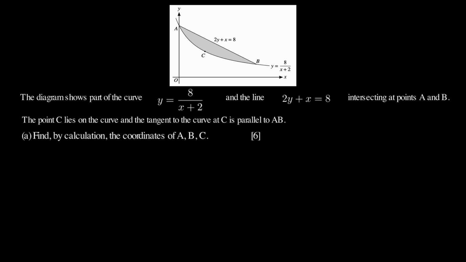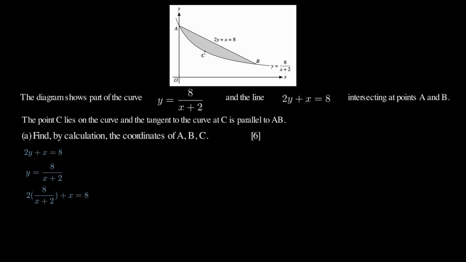For starters, let's try to just find the coordinates of A and B. In order to do that, we have to look at the problem as if this is a quadratic problem and solve for the curve and the line as a simultaneous problem. We have to substitute one of them into the other one. And the best option is, since the curve is already given to us, let's plug that into the equation of the line, which gives us 2 times 8 over x plus 2, added up with x equaling 8.